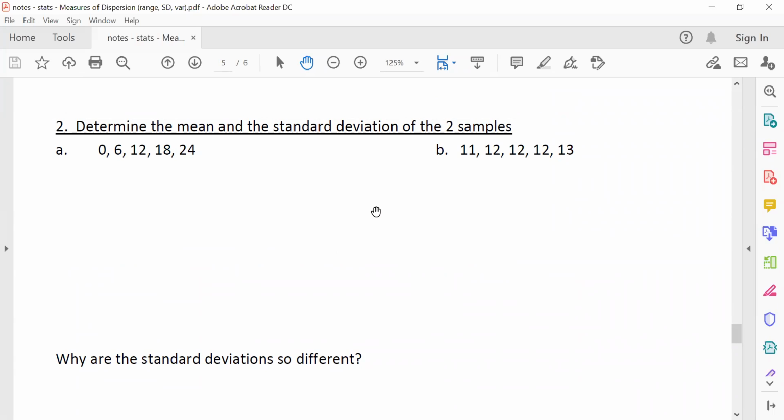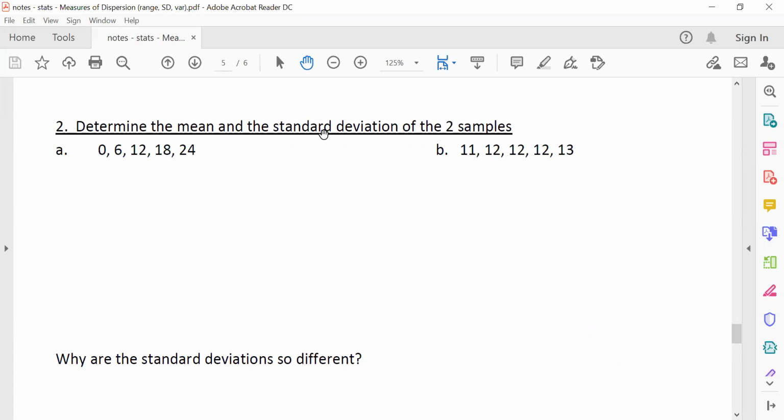So let's do this again. Let's try it for a different set of data, and this one will actually be pretty interesting. We're going to look at 2 different samples. This first sample, the data values are 0, 6, 12, 18, and 24. Okay, that's cool. This second data set, the values are 11, 12, 12, 12, and 13. And these are both samples.